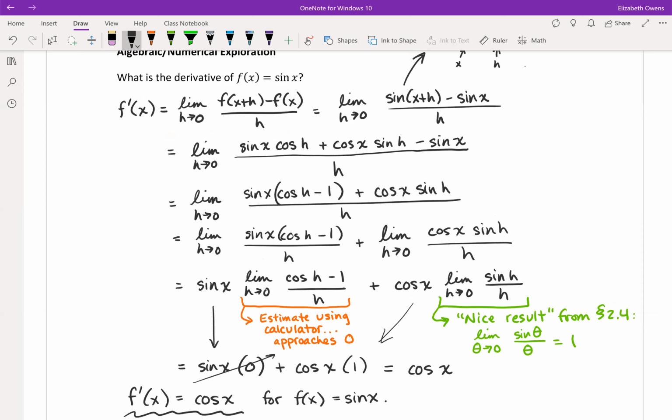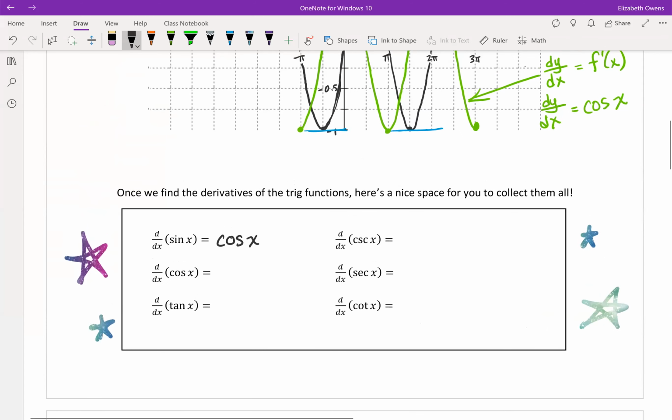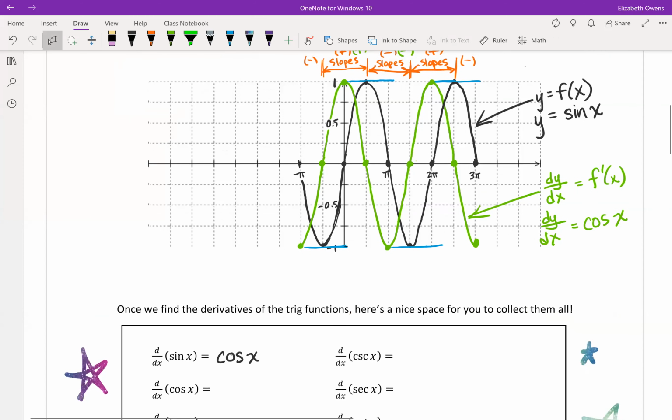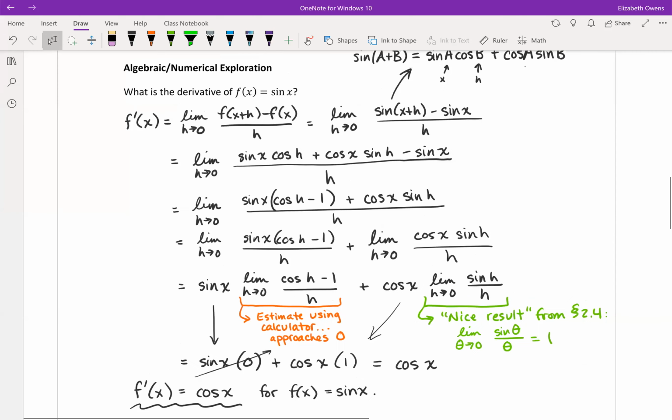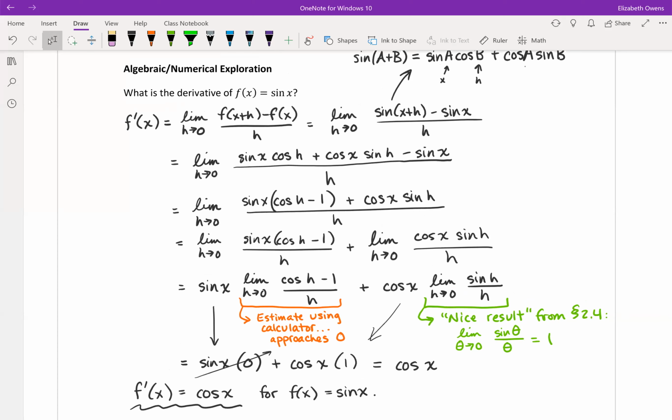It's the same thing that we found with our graphical exploration, but now we've done it in a more algebraic and numerical way, so we can feel a little bit more confident about that result.